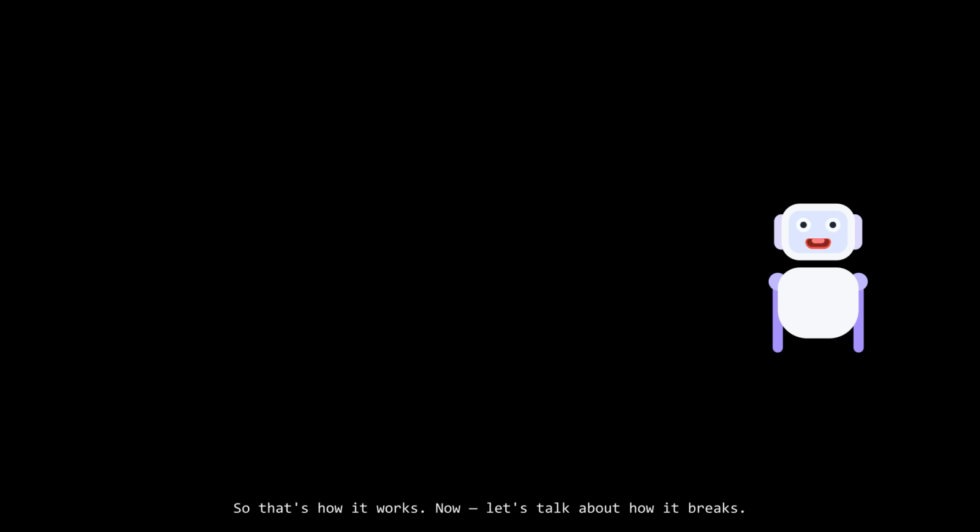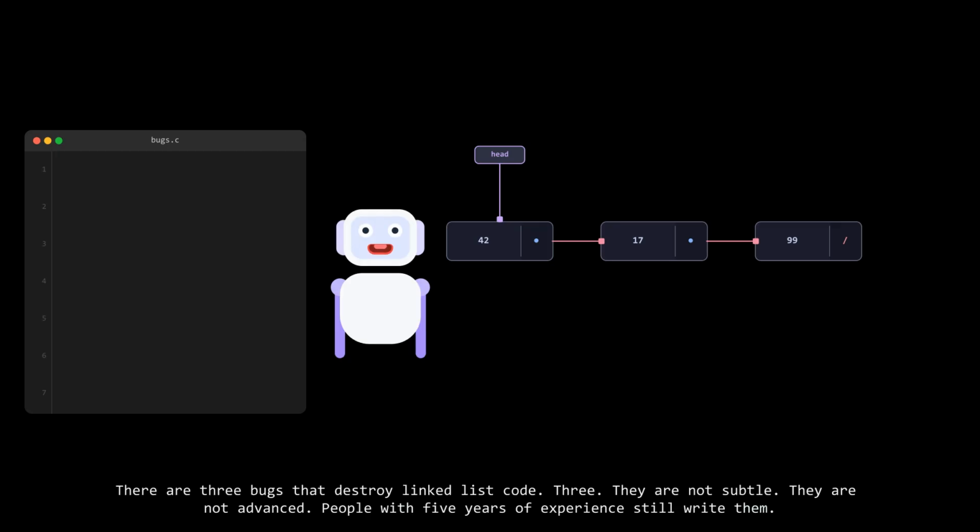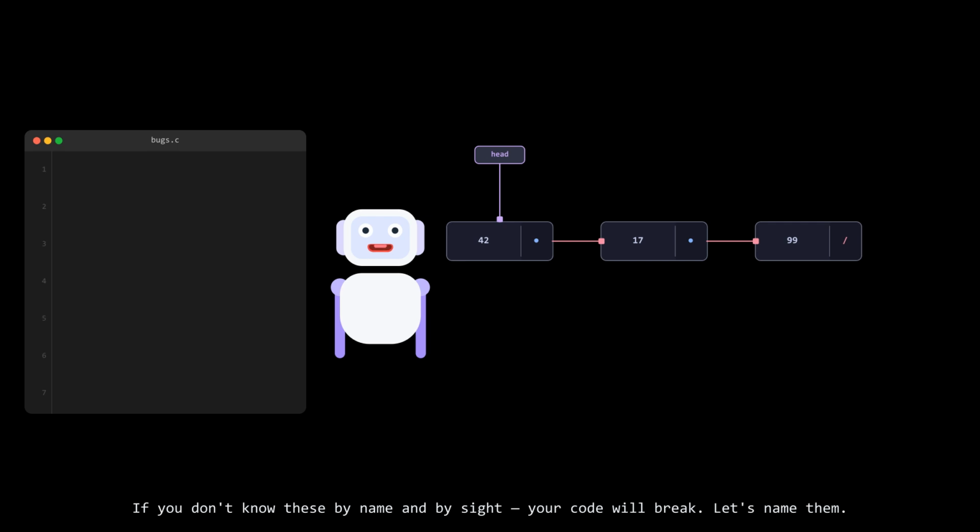So that's how it works. Now let's talk about how it breaks. There are 3 bugs that destroy linked list code. They are not subtle. They are not advanced. People with 5 years of experience still write them. If you do not know these by name and by sight, your code will break.